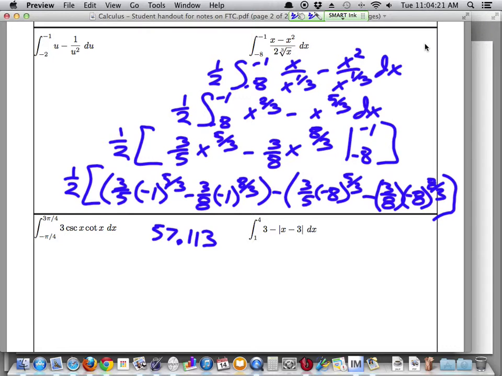He said the change in the function above. Change in function above the area under x minus x squared over 2 to the cube root of x. Is that what it is? Between -8 and -1. Okay, and what do I know about the graph? Since this is 57.113, what do I know about the graph of that thing? It's mostly above. There's more area above than there is below, if there's anything below. Very good. Two to go.